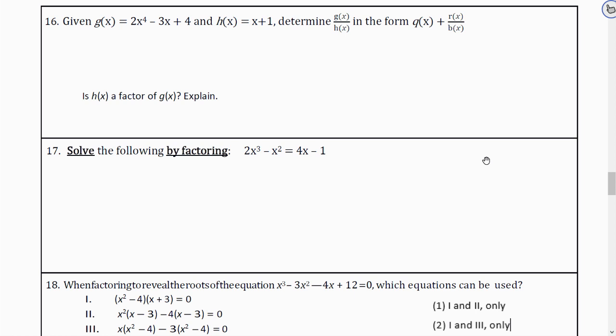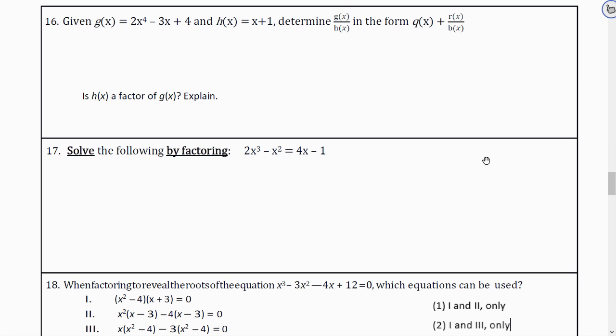Number 16, given that g of x is 2x to the fourth minus 3x plus 4, and h of x is x plus 1, determine g of x over h of x in the form q of x plus r of x over b of x. Okay, so what do you do?